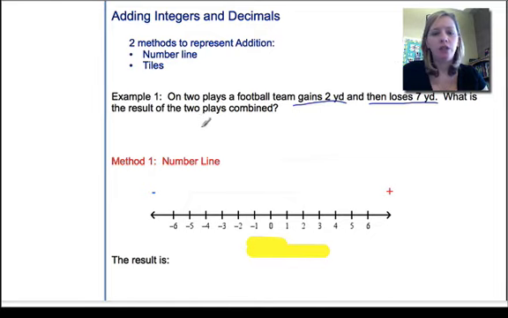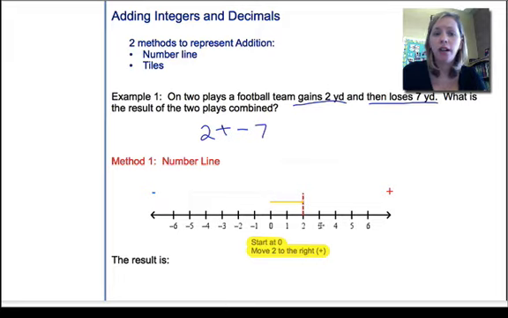So if I'm gaining 2, that's like saying positive 2, but then if I'm losing 7 on the next play, I'm adding negative 7. So that's my problem that I have to figure out, right? So to represent this on a number line, we're going to start at the number 0. Since we're starting at 0, we have to think, what do I need to do first? The first number is 2, so the first thing I want to do is move 2 units to the right. That puts me right here at 2.